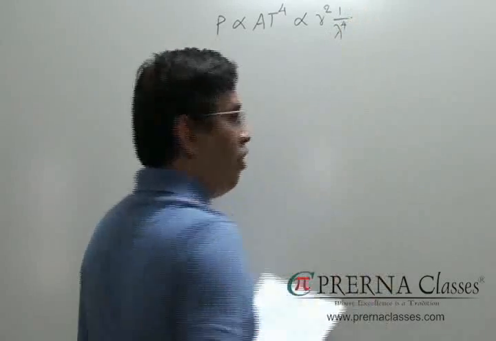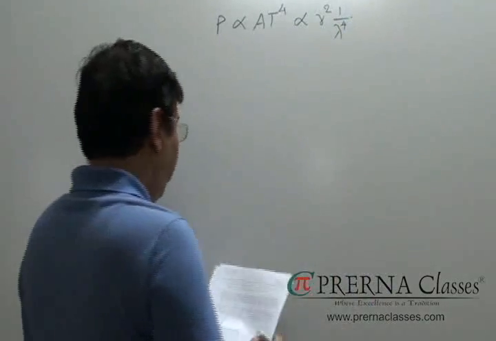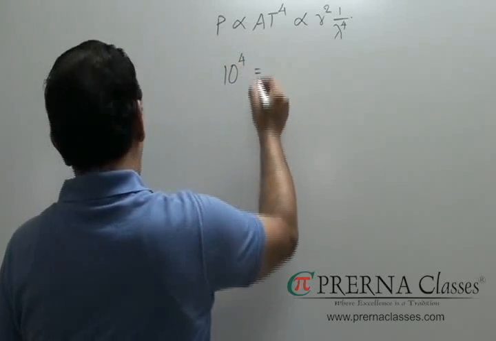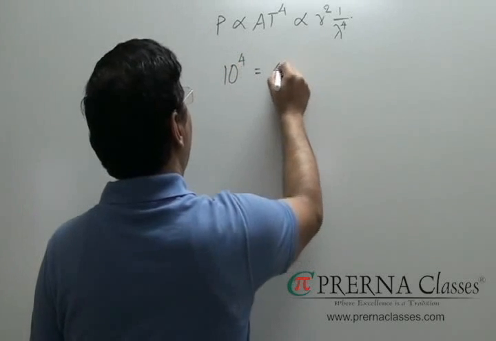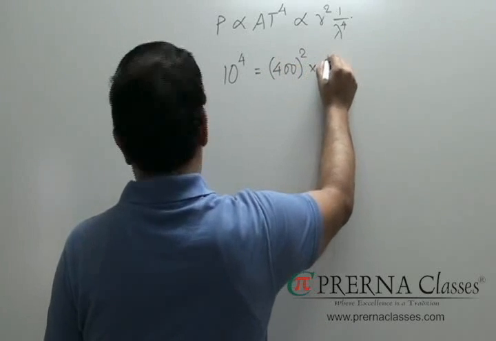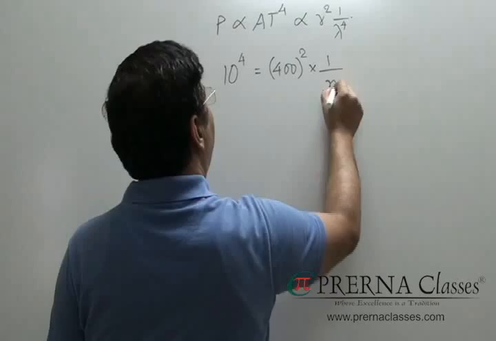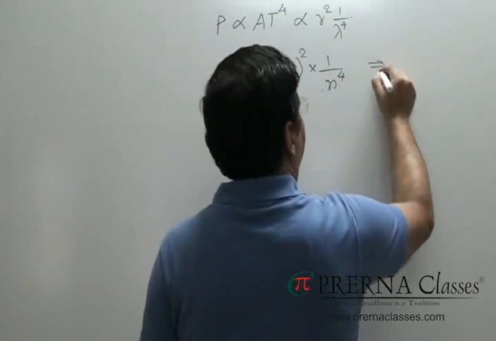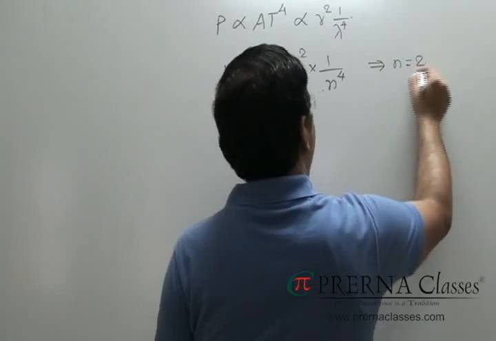So this is the equation we get, from which then we can directly write the equation that this ratio, 10 to the power of 4, should be equal to the radius square, that is this, into 1 by n to the power of 4, where n is the value that we need to compute. This gives us then the value of n as equal to 2.